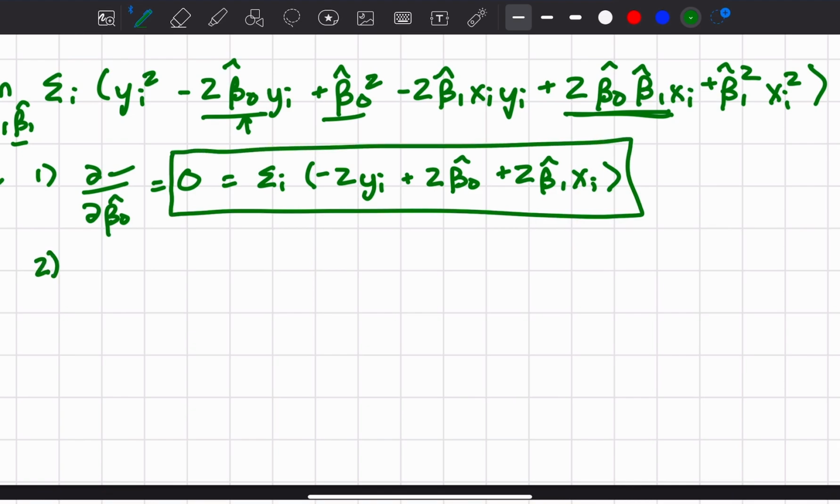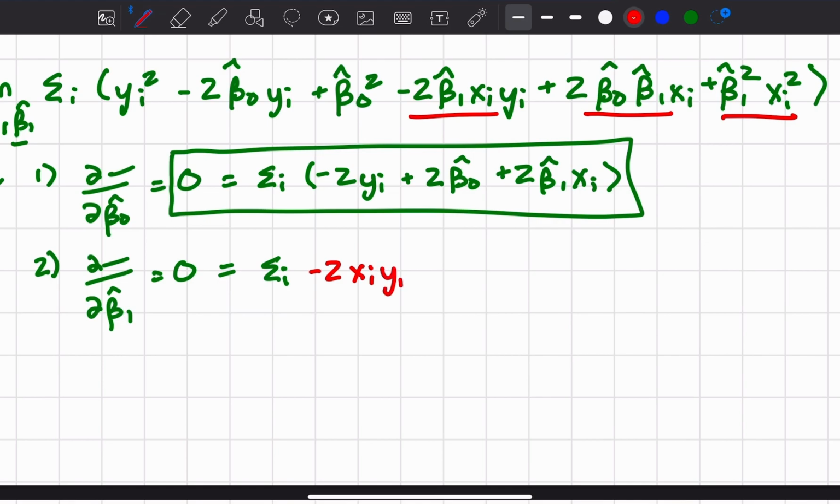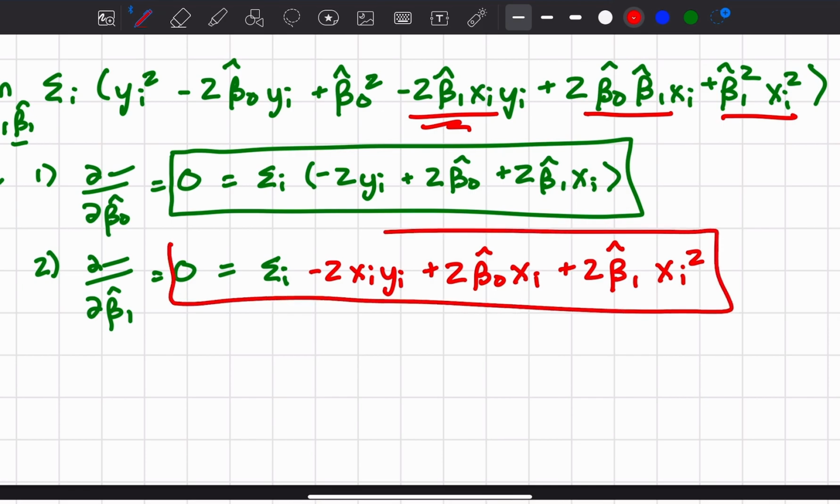All right, so that is our first order condition. The second one, we want to take the partial derivative of all that stuff with respect to beta 1 hat, and that will be equal to 0. So we'll get sum over i, let's see, where does beta 1 hat show up? Make it red. Here, here, and here. So it'll be negative 2 x_i y_i from this first term, then plus 2 beta naught hat x_i in the second term, and then the third term gets plus 2 beta 1 hat x_i squared. And that'll be equal to 0. So that is the second equation.